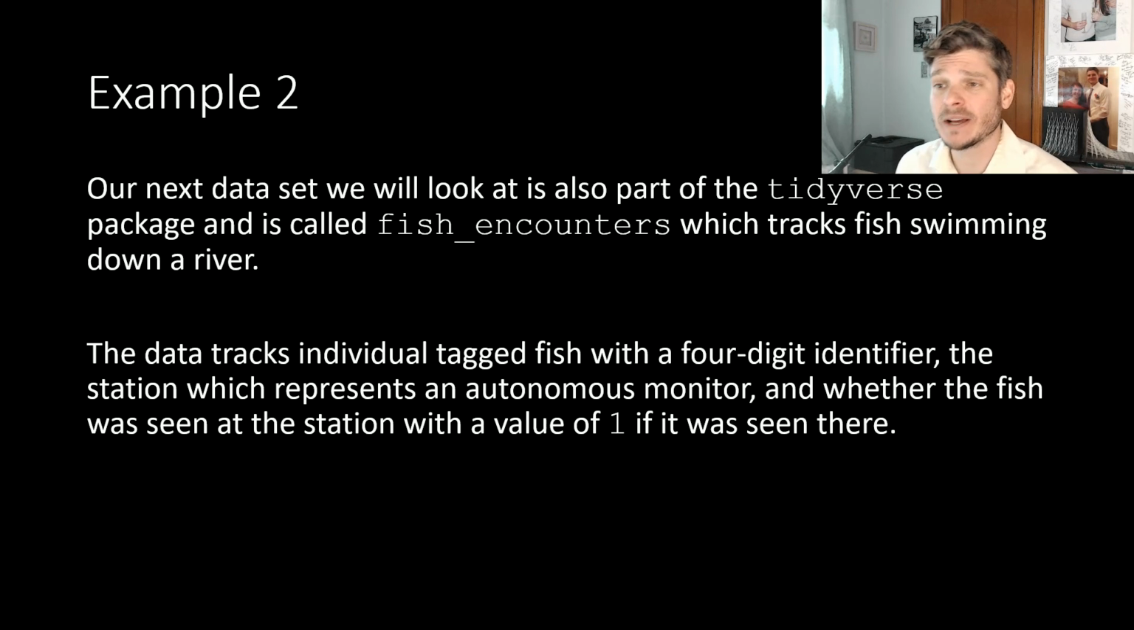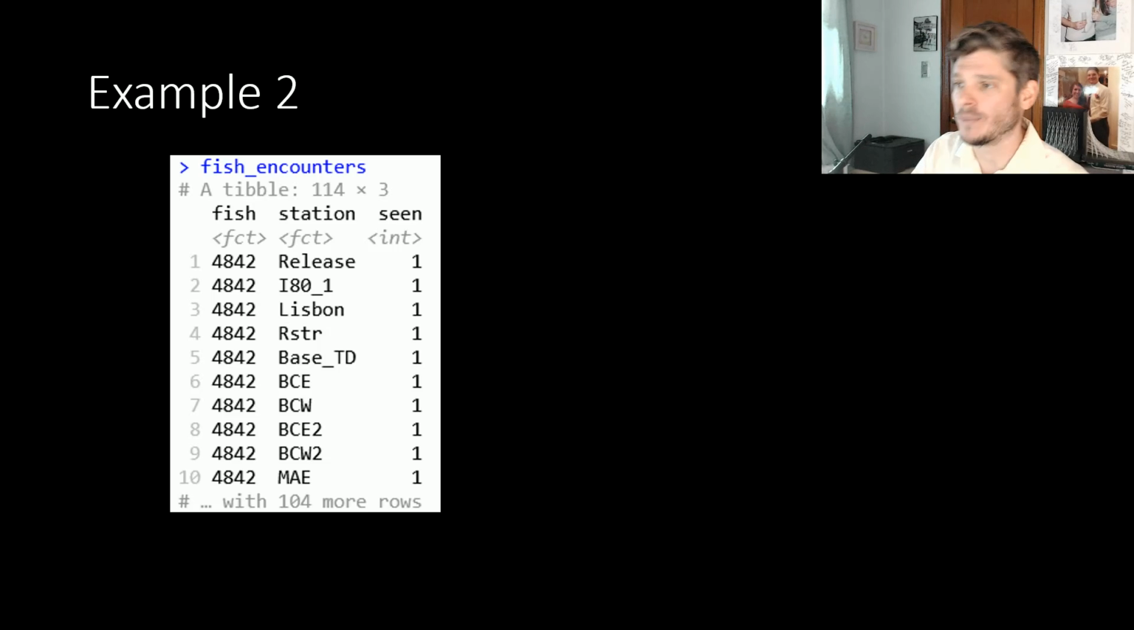Again, a data frame that comes preloaded with Tidyverse, and this one's called Fish Encounters, and it tracks fish swimming down a river. The data tracks individual fish. Each fish has a 4-digit identifier. Then we have the station, which represents an autonomous monitor, basically like an RFID chip. Did the fish swim past this monitor? Yes or no? And if it did swim past, it gives it a 1 if it was seen. Otherwise, it does nothing else.